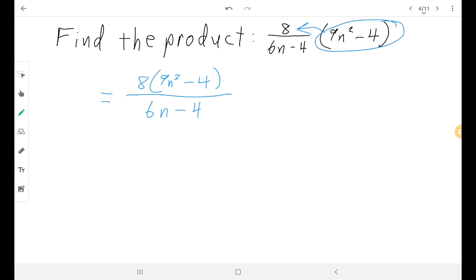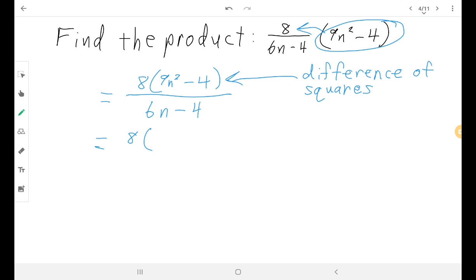Now, you might be tempted to cancel 4s, but remember, you can't cancel between subtraction or addition. So I can't actually do that. Instead, I've got to find a way to pull things apart. Okay? So I've got that 8 there. And then look closely at this. This is what we call a difference of squares.